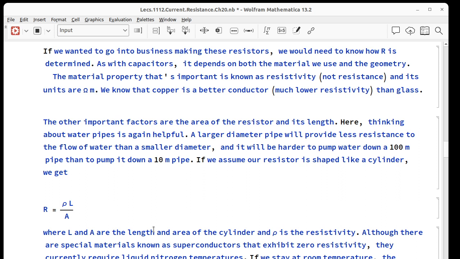Here, thinking about water pipes helps again. A large diameter pipe gives less resistance to the flow of water than a small diameter pipe, and it takes more power to pump water 100 meters down a pipe than 10 meters down a pipe. If we assume our resistor is shaped like a cylinder, our equation is just resistance in ohms is the material property resistivity times length divided by area.